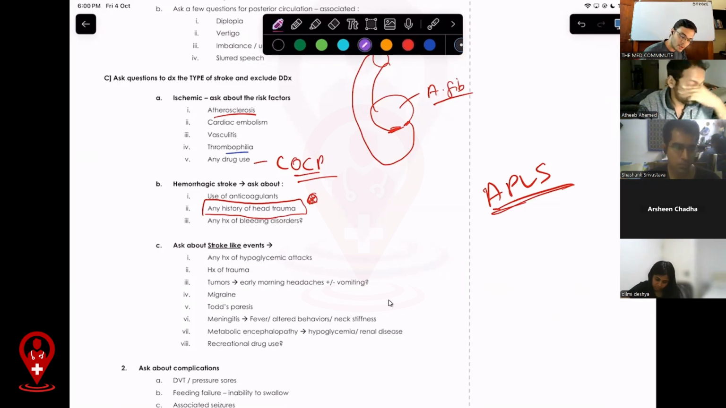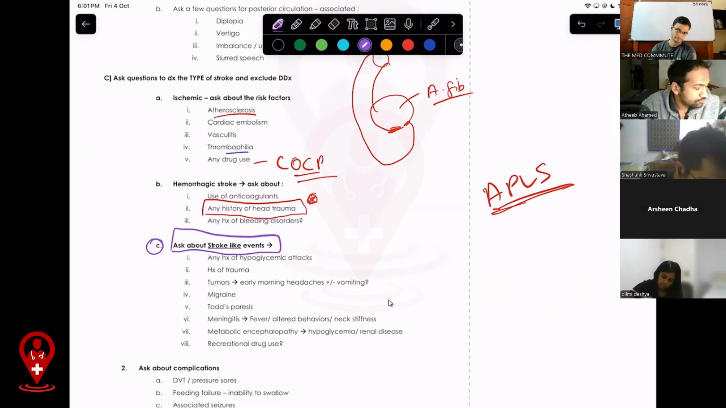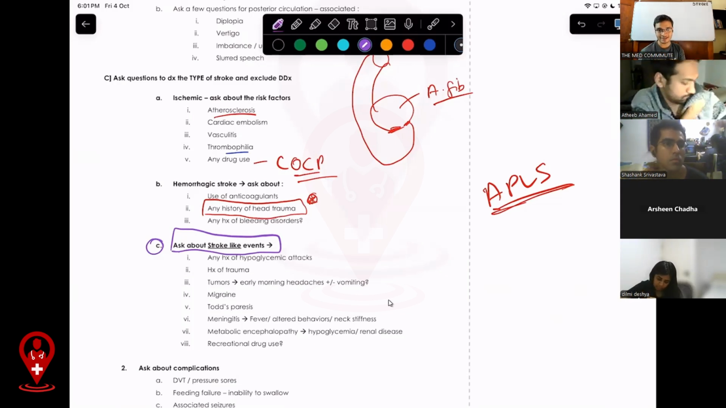Then this one is important. Ask about stroke-like or what we call stroke mimicking events. There are conditions where the patient can appear to have a stroke, although they do not. One of these is hypoglycemic attacks. You all know when the blood glucose drops, they can go into a comatose state. So they can have sudden loss of consciousness, they can even have impairment of motor actions. Any history of trauma, yes, we covered that already.